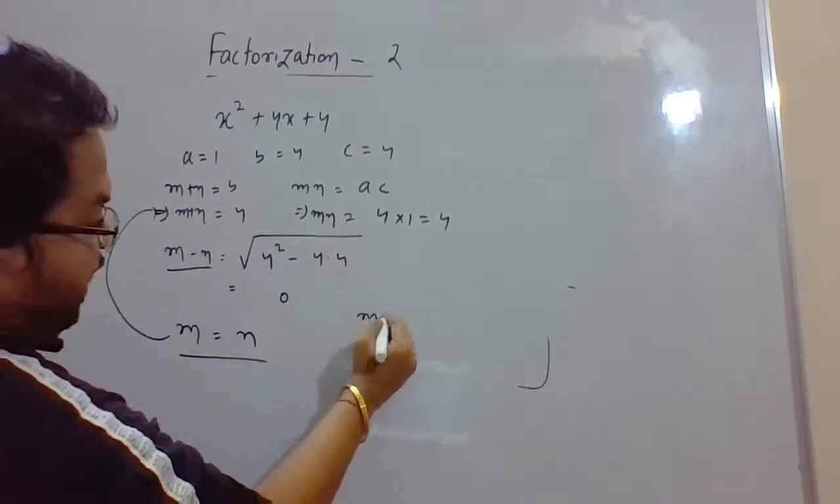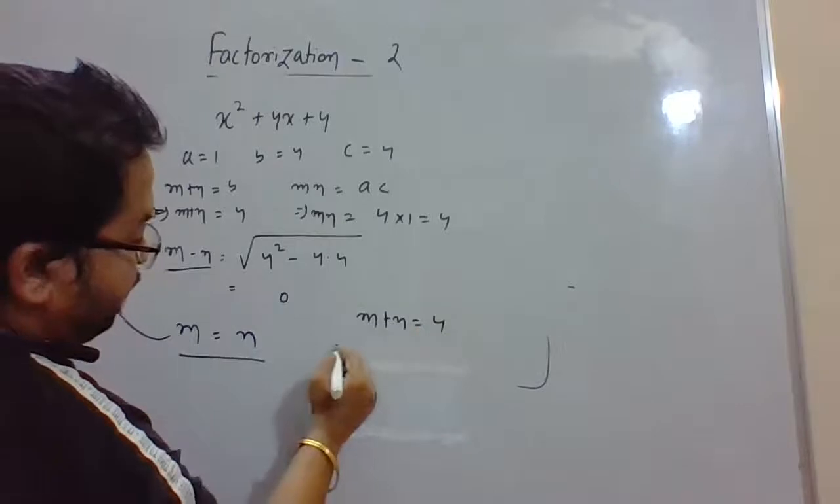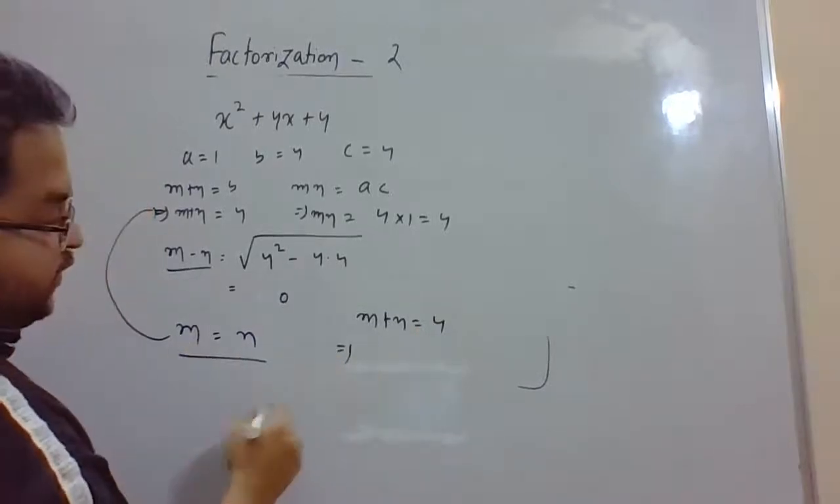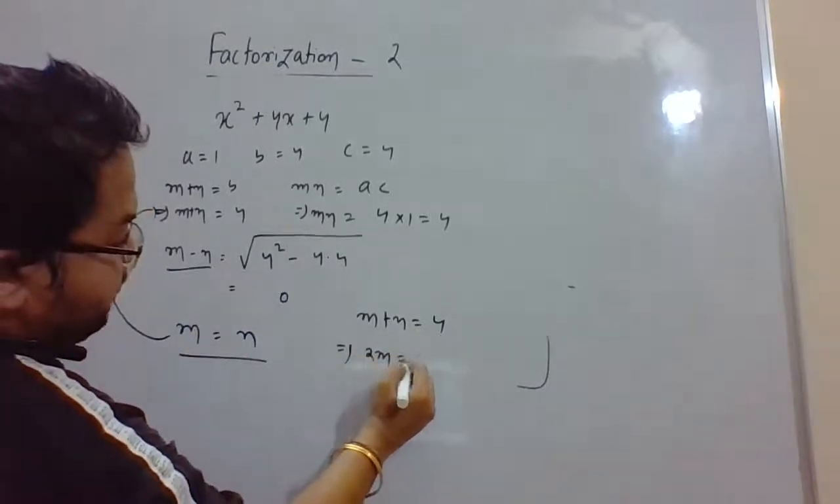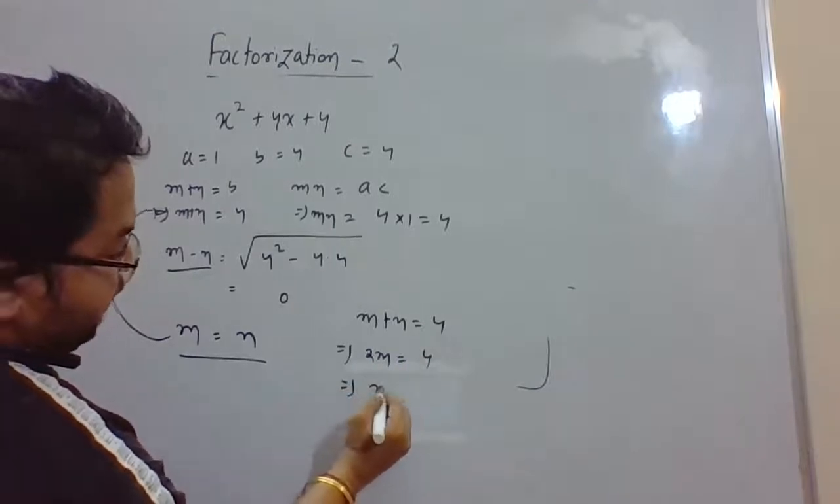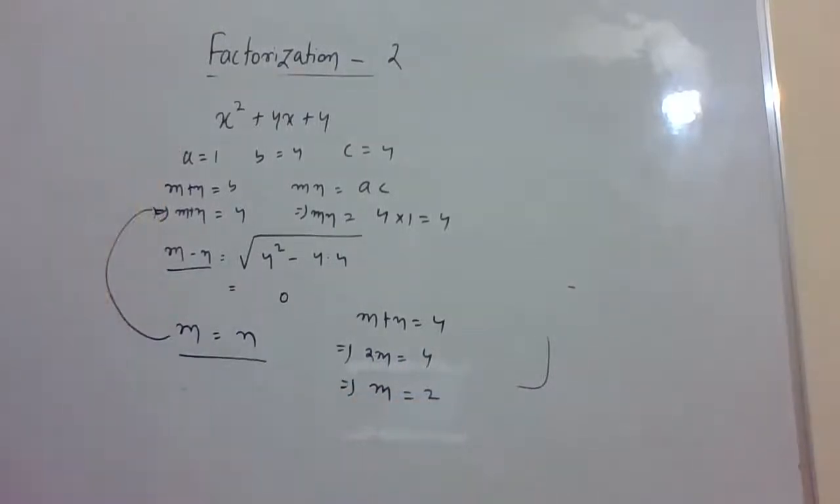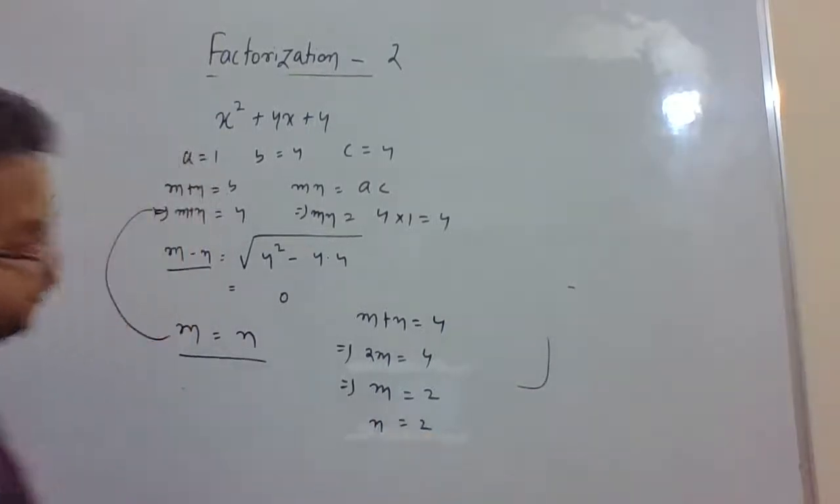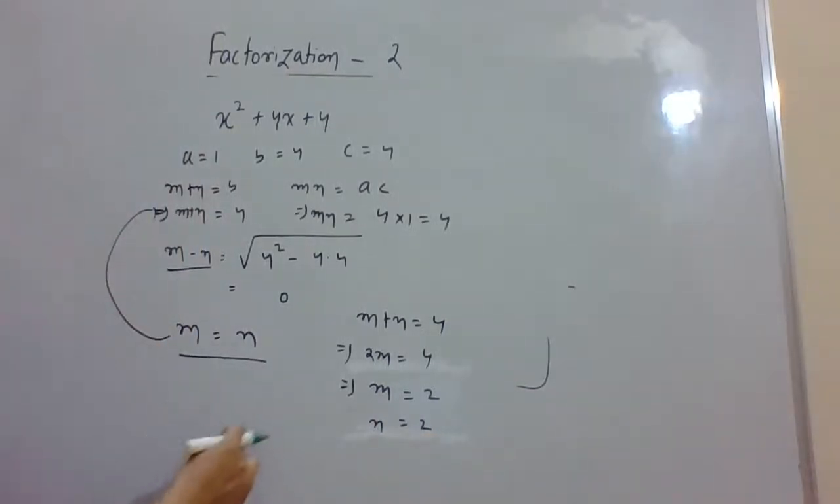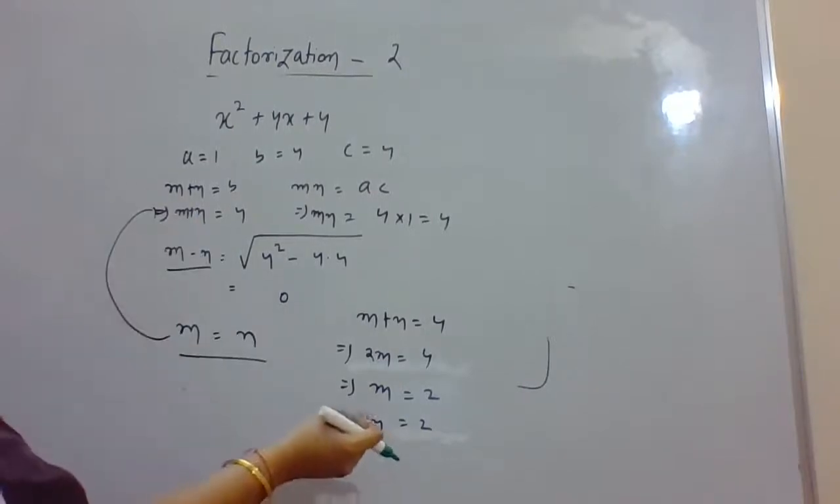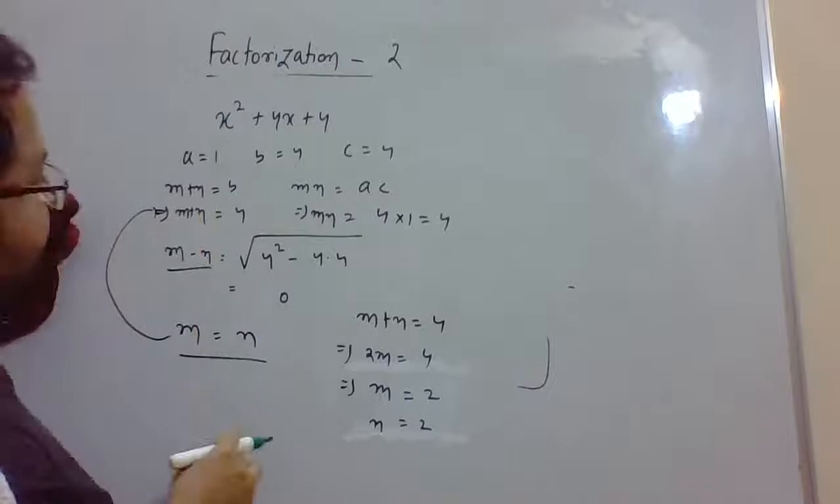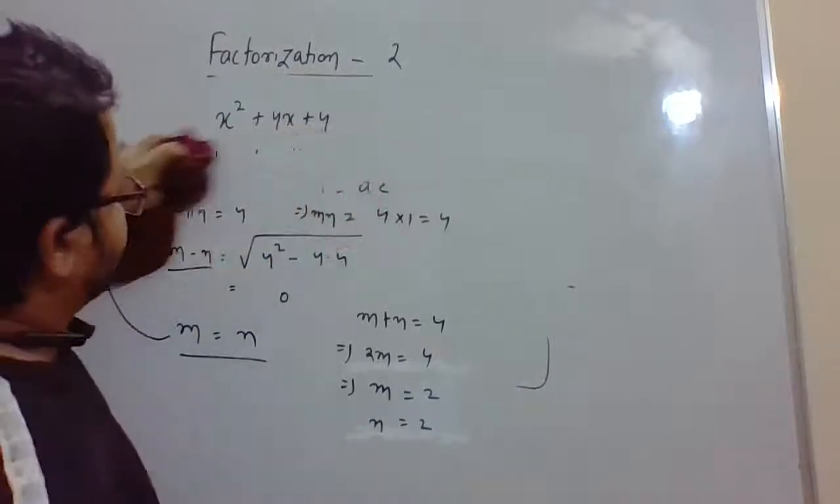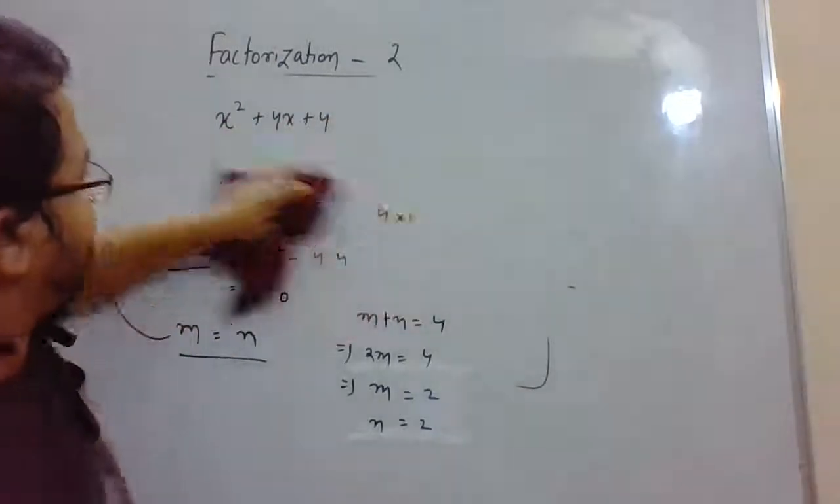So I know m plus n equals 4 and m equals n. So which means 2m equals 4, or m equals 2. Finished. If m equals 2, then n is also 2, because we have found out that the values of m and n are same. Now, just rewrite this expression using the middle term splitting.